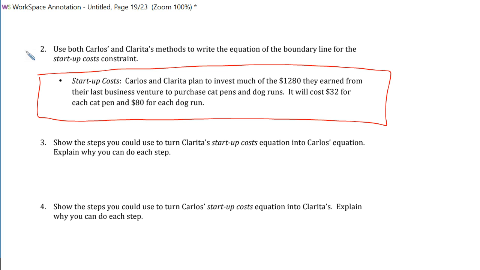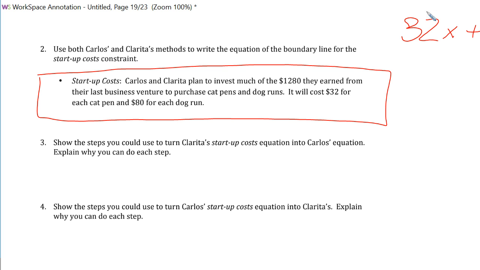Okay, well, I think Clarita's equation was 32. Well, let's see. What was Kat's? X or Y? I think it went in alphabetical. Yes, it did. 32x plus 80y equals 1280.